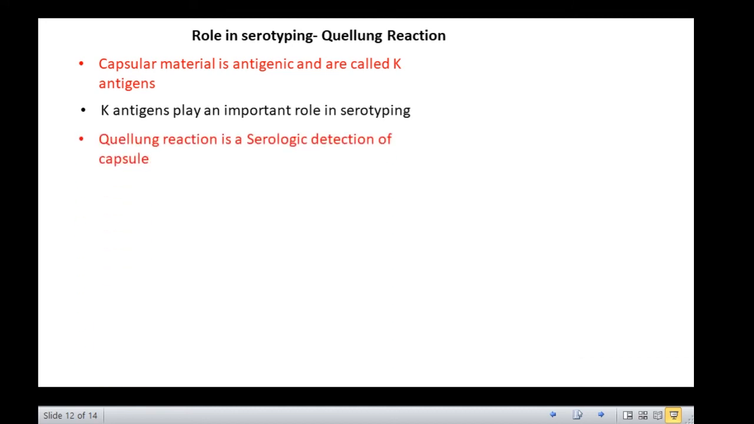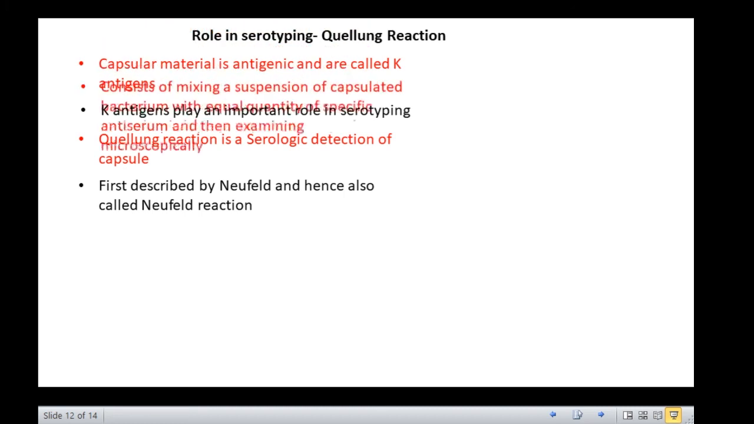The Quellung reaction is a serological reaction where antibodies bind to the capsular antigens, causing the capsules to enlarge, resulting in an increase in the opacity and visibility of the capsule. This reaction was first described by Neufeld and hence also called Neufeld reaction. It forms the basis of serotyping.